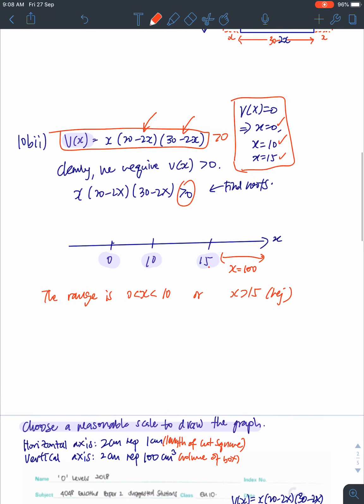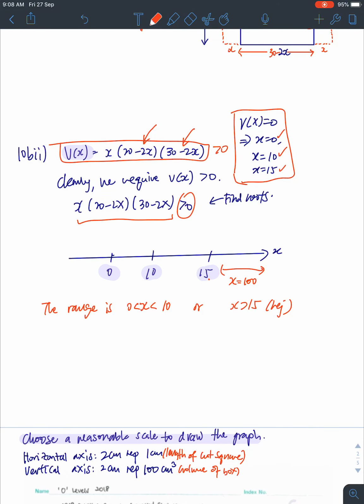Okay, that means when x equals 100, what happens to this expression of V(x), which is V in terms of x? We see that this term is negative, because 3 minus 2 times 100 is negative. Negative times negative is positive, and the product of two negative numbers and a positive number would give us a positive number. So any number in this interval, that means x more than 15, when subbed into the expression V(x), would give us a positive number.